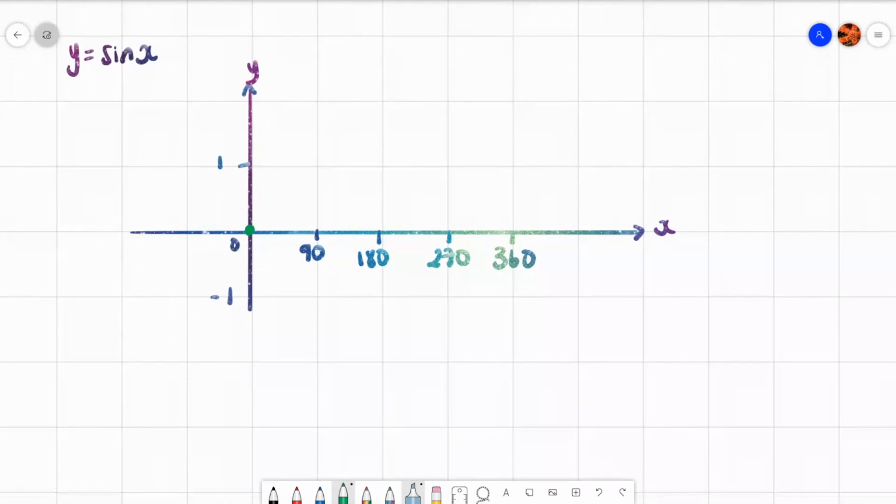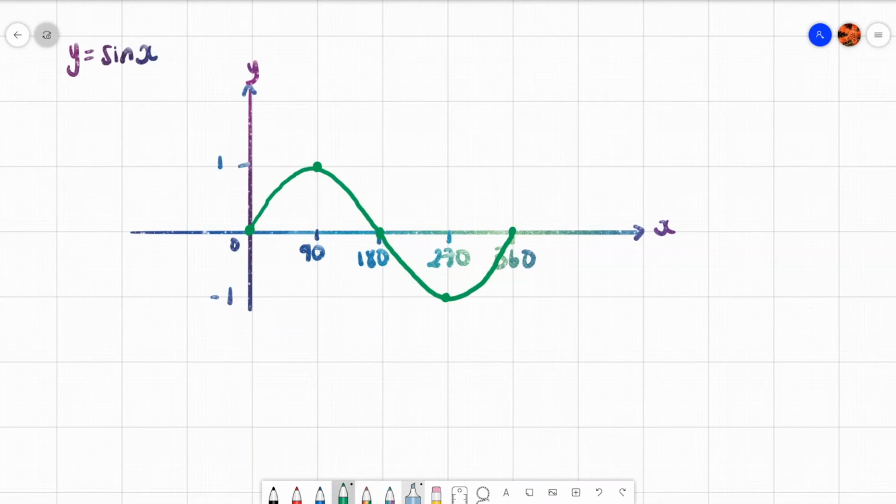Then the coordinate is 90, 1. Then you go back down to 180, then you go back down to 270, minus 1, then all the way back up, and it's this nice smooth curve like this. Okay, so kind of like a stretched out S shape.